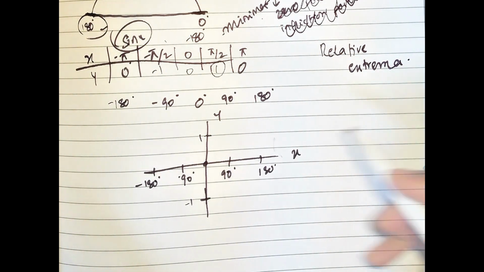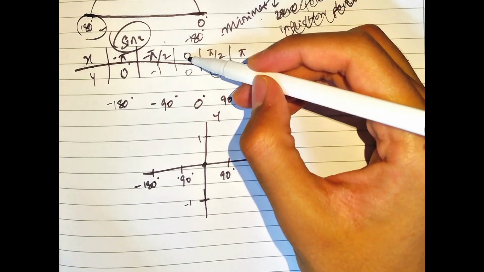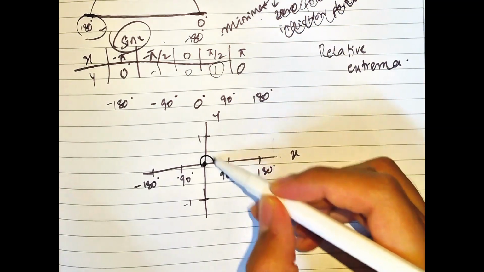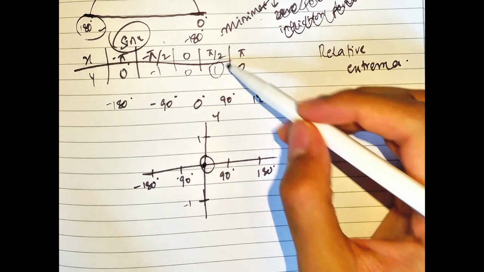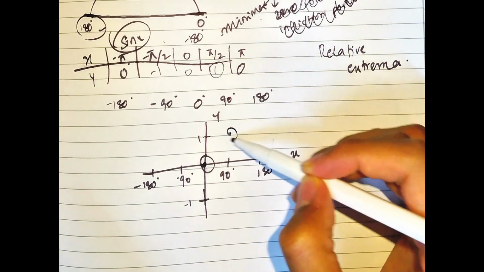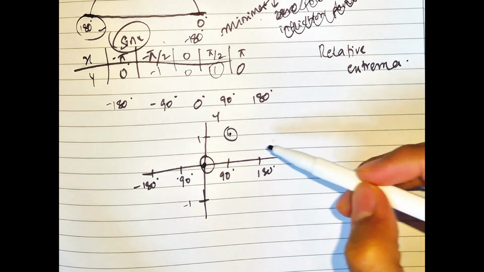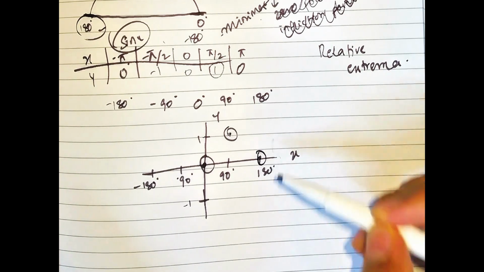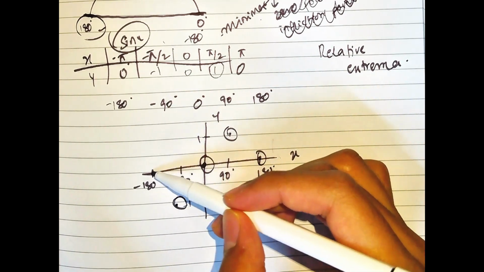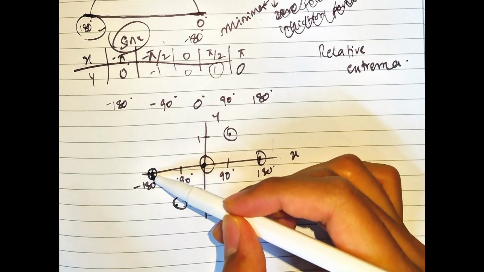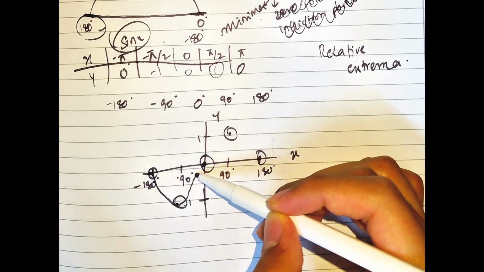For the function sine, the value of sine at 0 degrees was 0. So we have 0, 0 over here. Then the value of sine at pi by 2, 90 degrees, was 1. So here we have pi by 2, 1. The value of sine at 180 degrees was 0. The value of sine at negative 90 was negative 1. And the value of sine at negative 180 degrees was 0. So the function is actually increasing in this form.